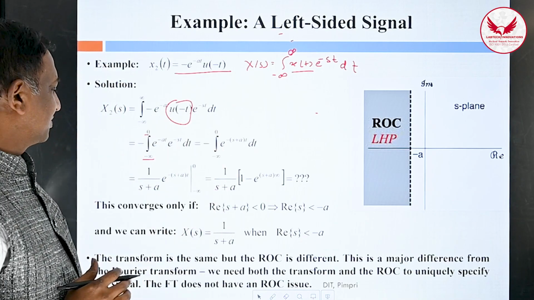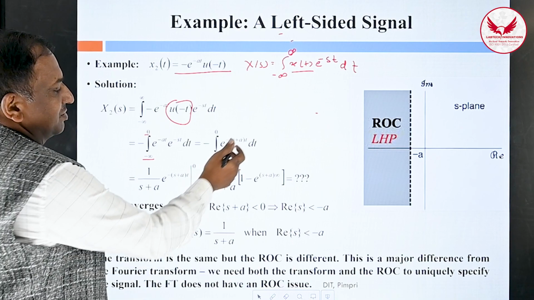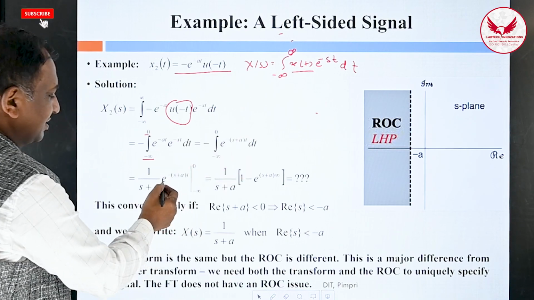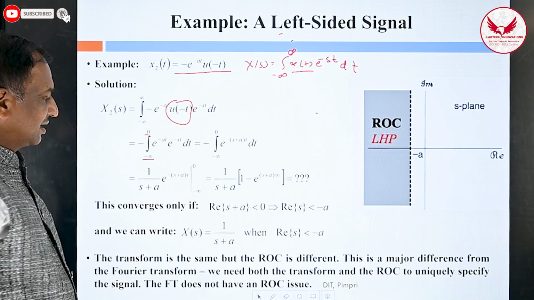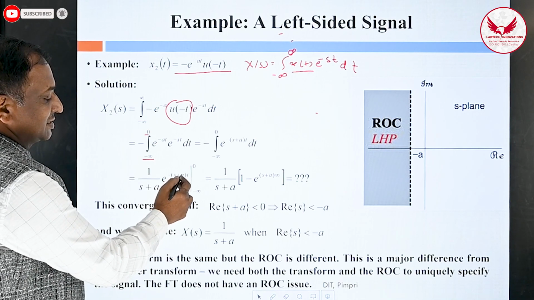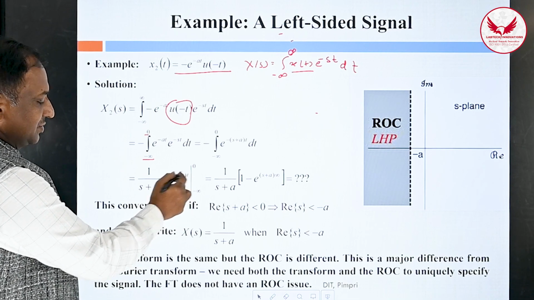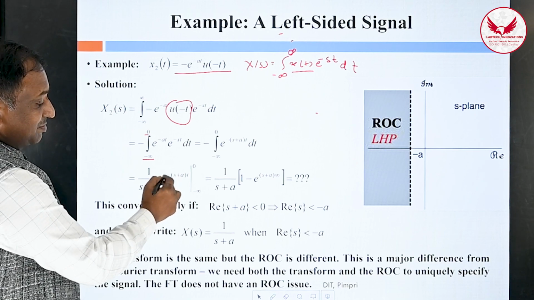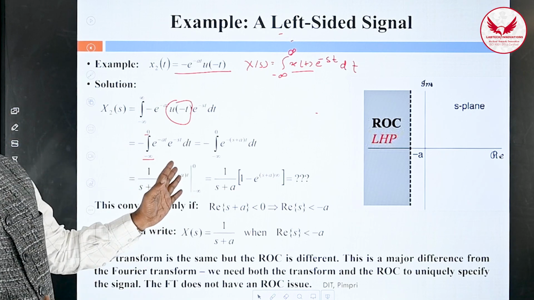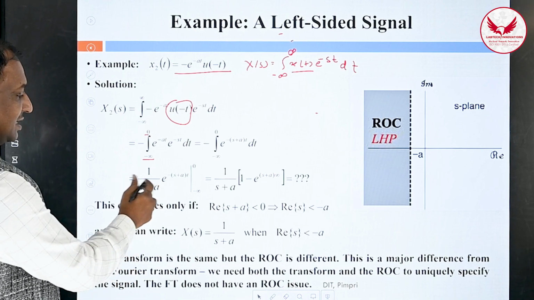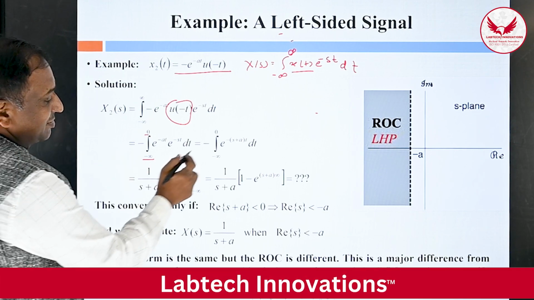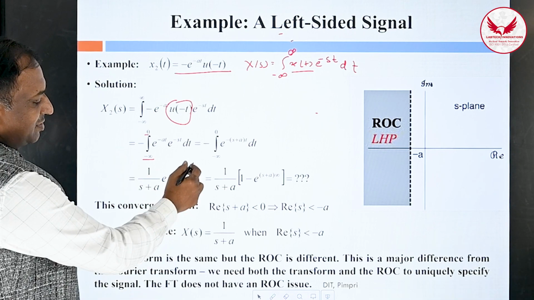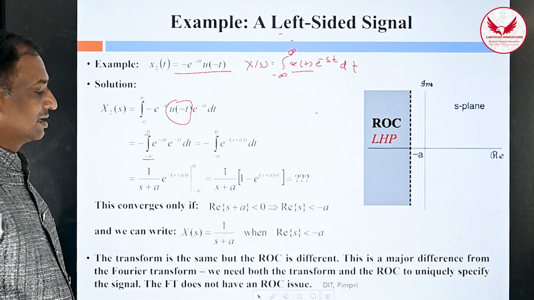We want to find out the integration of the exponential signal e raised to minus s plus a into t, which is nothing but e raised to minus s plus a into t divided by the derivative of minus s plus a into t. The derivative of minus s plus a into t is minus s plus a, because differentiation of t with respect to t is 1. So this minus and this minus will become plus, so it is 1 upon s plus a, and the limits will be upper limit 0, lower limit minus infinity.